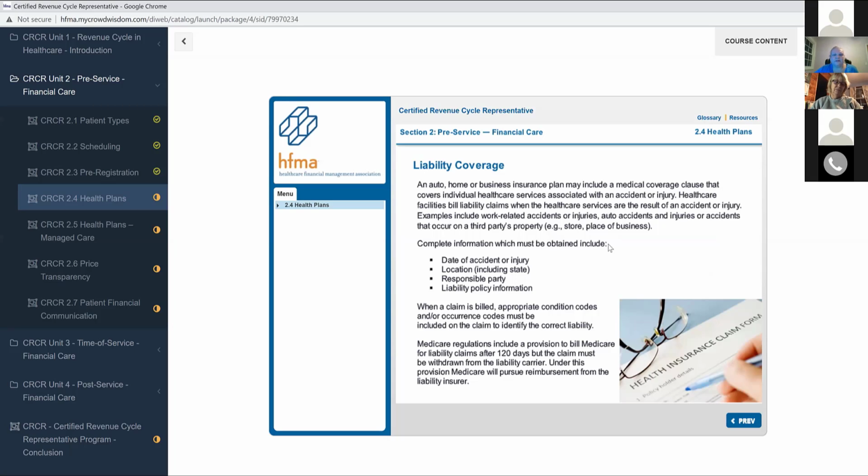When it comes to liability claims, you have to include quite a bit of information. They're looking for condition codes, occurrence codes. Basically, the insurance company wants to know that they truly are responsible to pay it based on there being some kind of claim against an insurance policy.